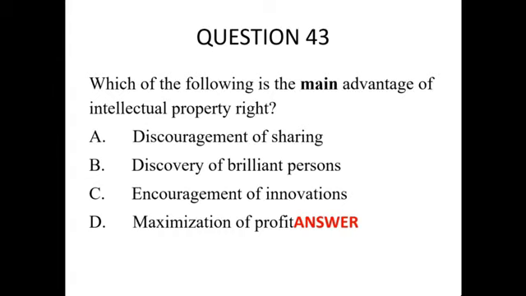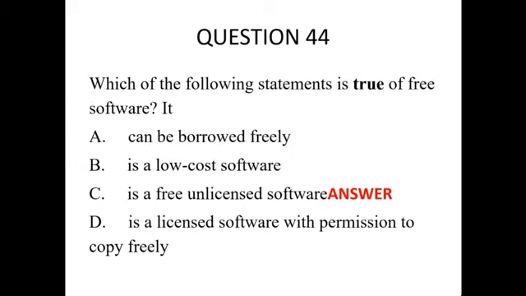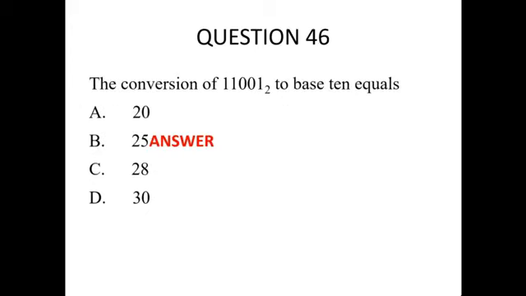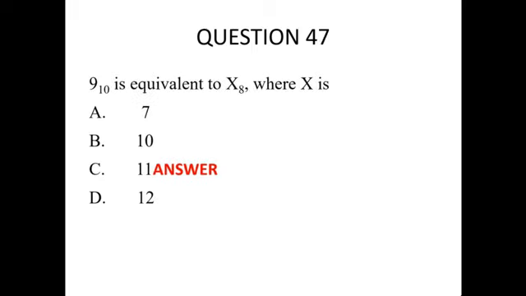Computer ethics is important because it addresses piracy and comportment issues. Which of the following is the main advantage of intellectual property? That's maximization of profits. Which of the following statements is true of free software? It is free unlicensed software. In hexadecimal, B, D, E respectively mean 11, 13, and 14. 46. Here we have the conversion of 11002 to base 10. The answer is 25.